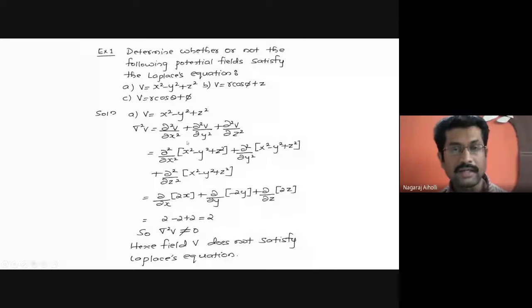Now find the double derivative of V with respect to x, with respect to y, and with respect to z. That is dou square by dou x square of x square minus y square plus z square, plus dou square by dou y square of the same, plus dou square by dou z square of the same. Differentiate V with respect to x 2 times, with respect to y 2 times, and with respect to z 2 times, and tell me what the answer is.